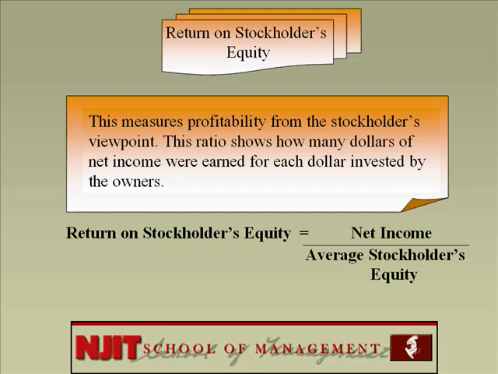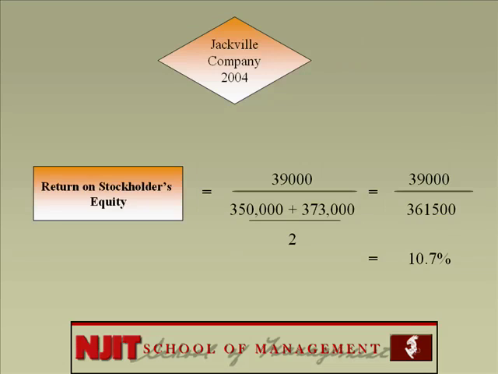Now I want you to do part H of Jacksonville Company, which asks you to compute the return on stockholders' equity. Stop this presentation now, do the computations, and then check your answer. When you're ready, we'll restart. Are you ready? Here's the answer.